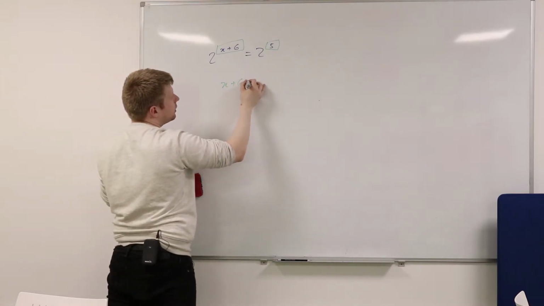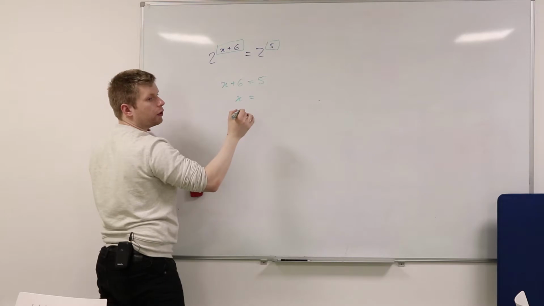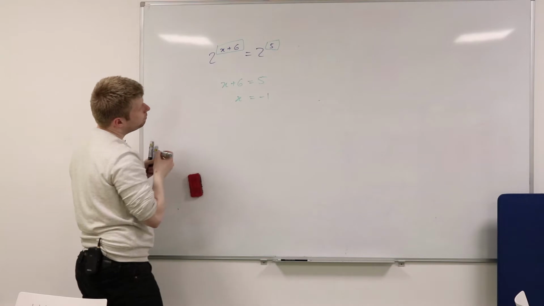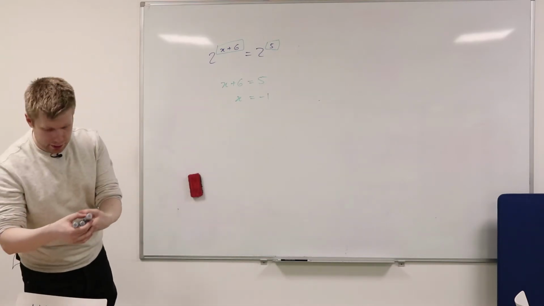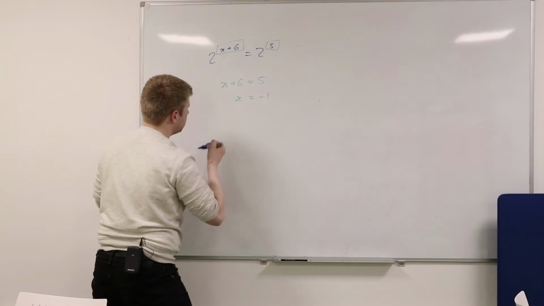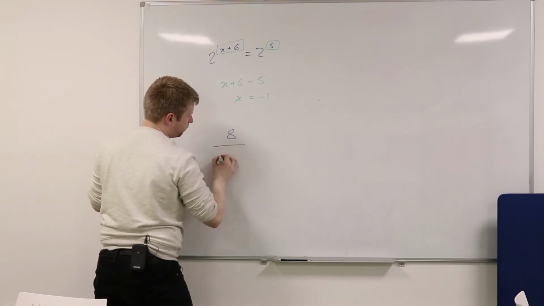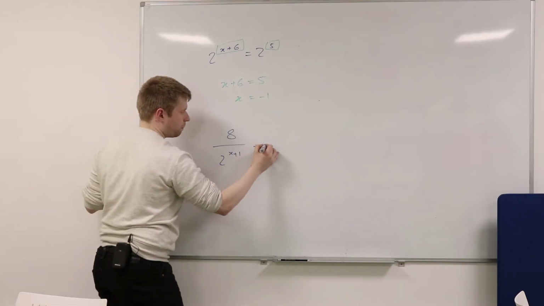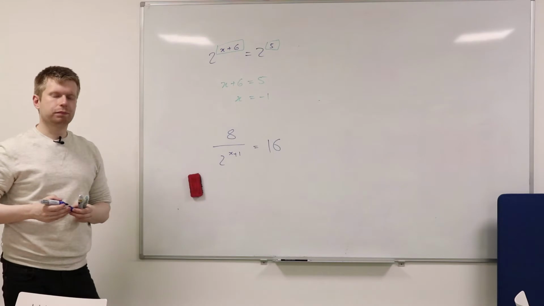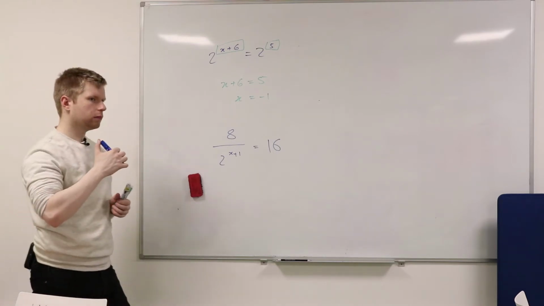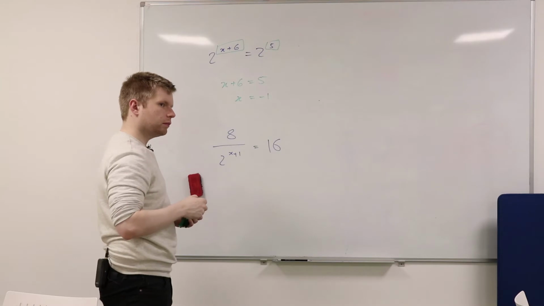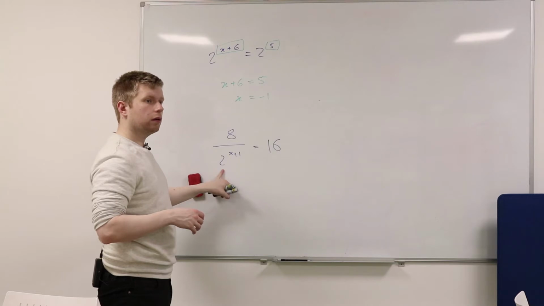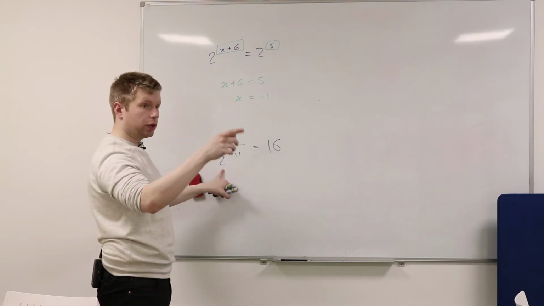So we get x plus 6 equals 5. What's x equal to? -1. You happy with that? Okay, so then can I extend it to this? What about this one? You move it over, so it's 8 equals 16 times 2 to the power of x plus 1. Excellent. So that is one way you could do it.